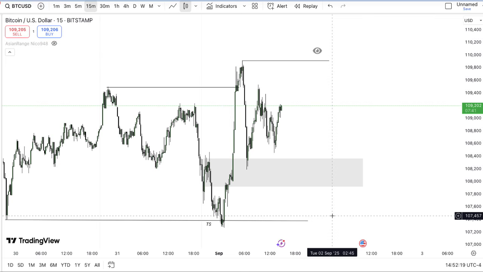According to 1 minute, 15 minutes is the higher time frame. According to 15 minutes, 4 hours is the higher time frame. Whatever setup you have on 4 hours, your entry should be on 15 minutes. If your key level is on the 4 hours, your confirmation should be on the 15 minutes.